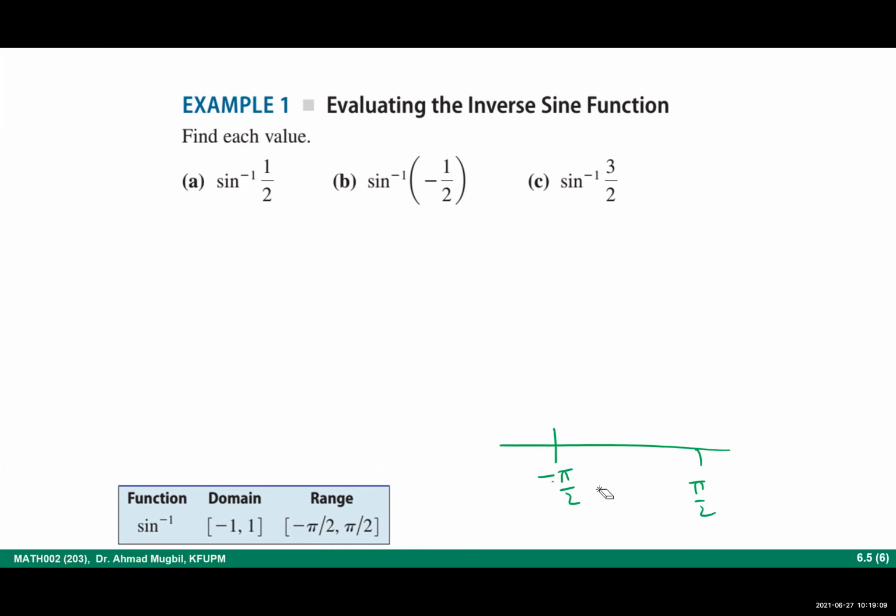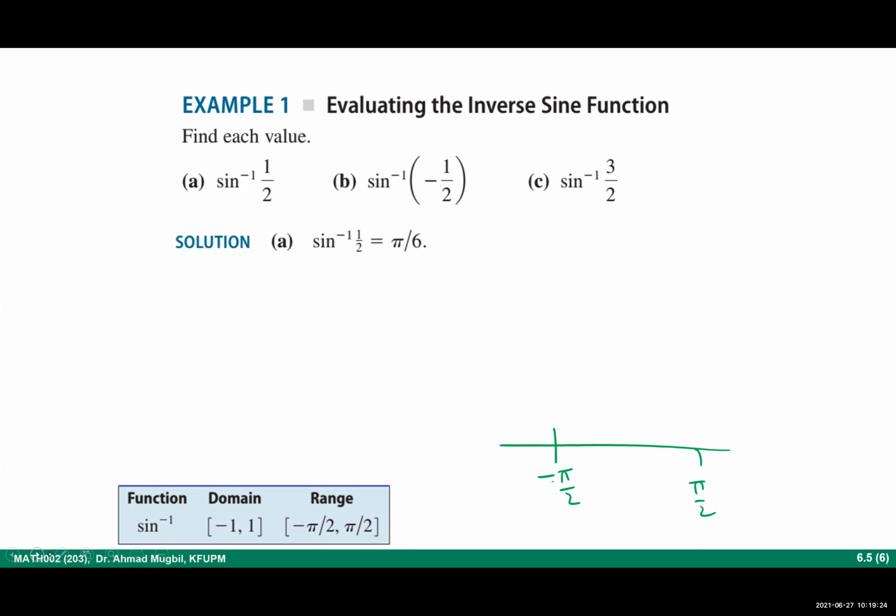We are not talking about degrees at all. What is 30 degrees in radians? Pi over 6. So the answer is pi over 6.